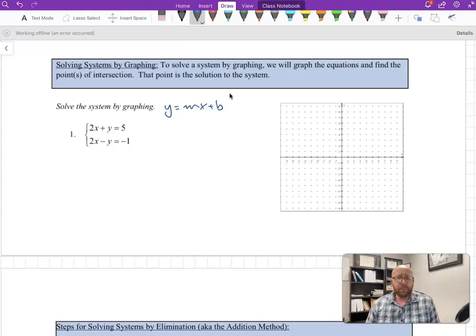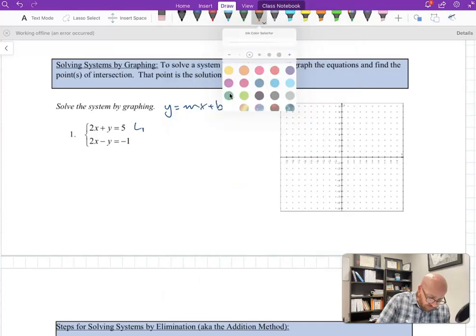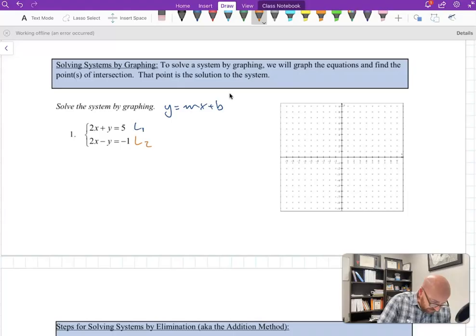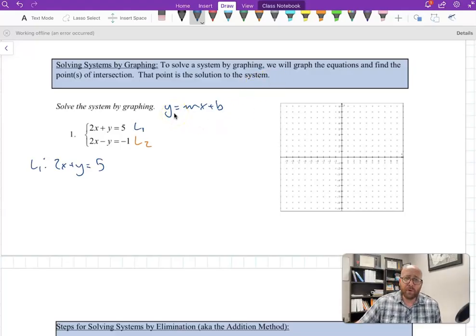And to keep everything in line and to make sense, not only am I going to call this line 1, I'm also going to use some different colors here. So let's use orange for line 2. Alright, so for line 1, we have 2x plus y is equal to 5. If we're going to get into slope-intercept form, we need to isolate y. So to do that, we need to subtract 2x on both sides, and that will give us y is equal to minus 2x plus 5.